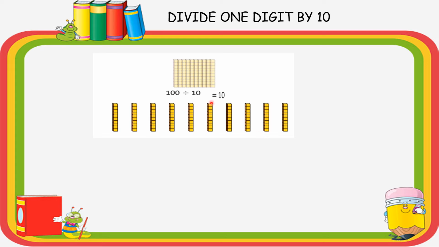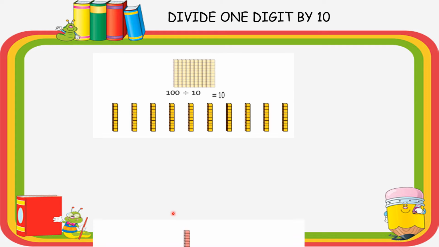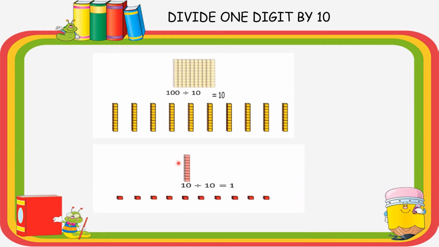100 divided by 10 gives us 10, and 10 multiplied by 10 gives us what? 100. And here is a 10. 10 divided by 10 gives us what? 1. So there are 10 ones in a 10, and there are 10 tens in 100.